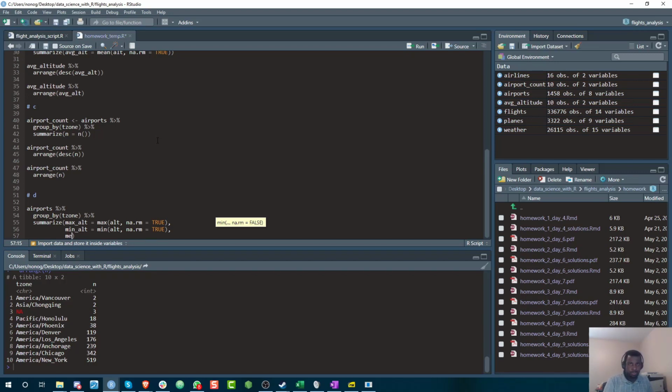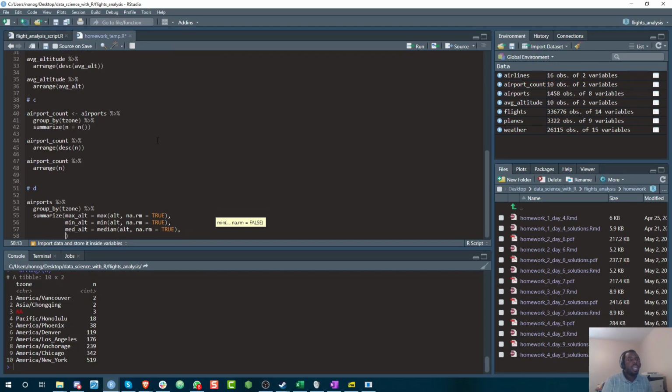The median is a measure of central tendency too. It's a form of average. So we have the median function, and we discard the NA values if there are any, and then the standard deviation. For those who don't know what standard deviation is, I ask you to read a little bit on it because it's a really useful concept.